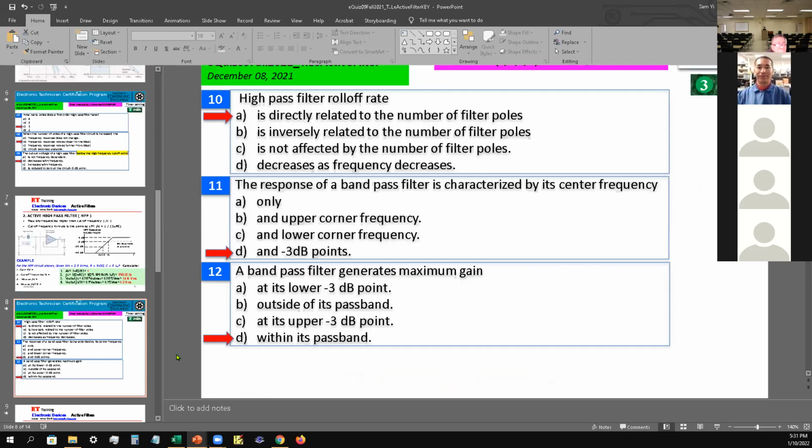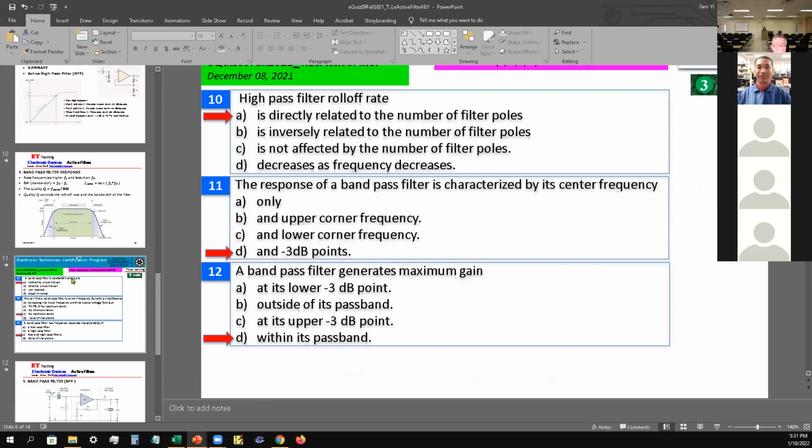Any question on number 10, 11, or 12? Okay, no question.